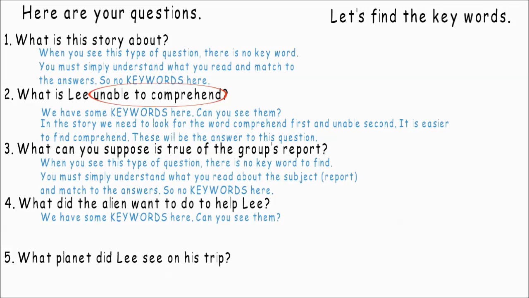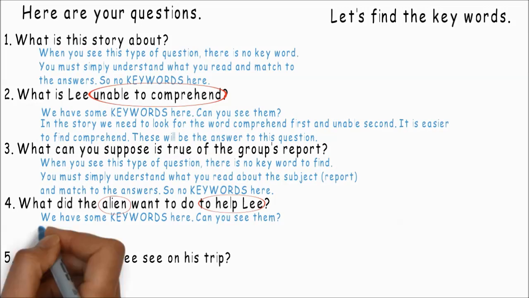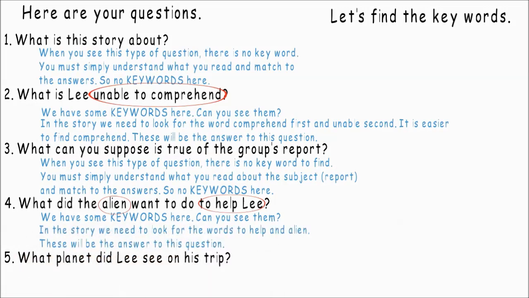What did the alien want to do to help Lee? We have some keywords here. Can you see them? Alien. And to help Lee. So helping and the alien. In the story, we need to look for the words to help and alien. These will be the answer to this question.